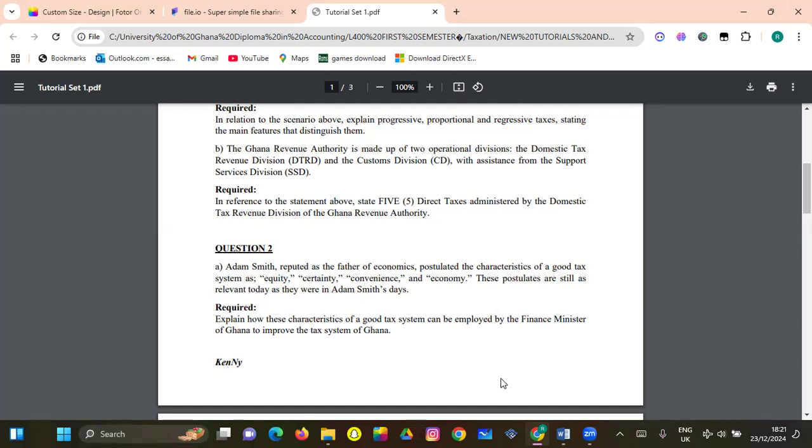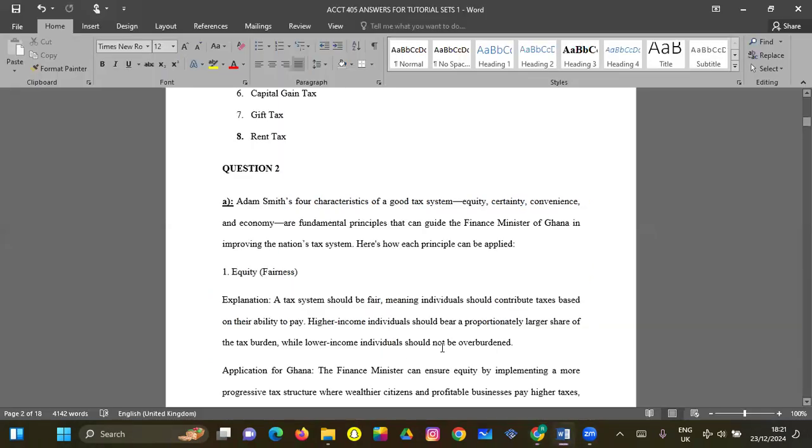So in case we are asked this kind of question, you explain the characteristics and then you make sure that you link it to how it is going to improve our tax system in Ghana. So for example, this is my first answer to this. Basically, Adam Smith's four characteristics of a good tax system: equity, certainty, convenience, and economy are fundamental principles that can guide the finance ministry of Ghana in improving the nation's tax system.